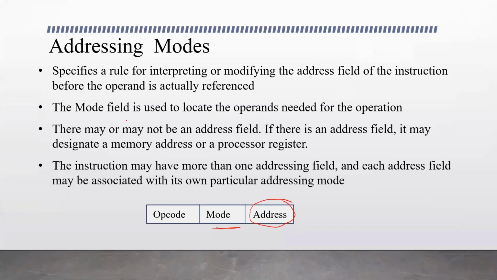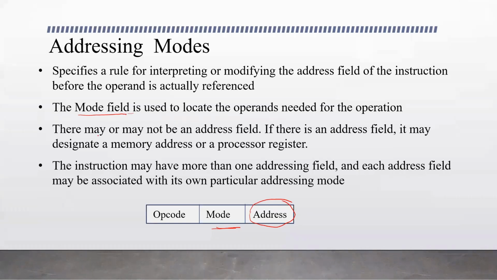The mode field is used to locate the operands needed for the operation. So the field in the instruction format that we use to specify the type of address given is the mode field, using which we locate the operand. We compute the actual address. As I said, in some cases we need to find the actual address, that is, compute the address of the operand.